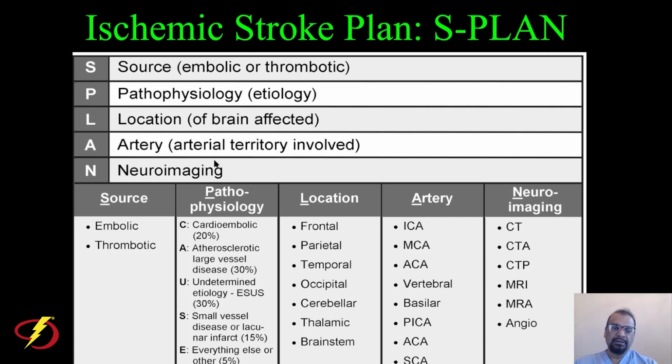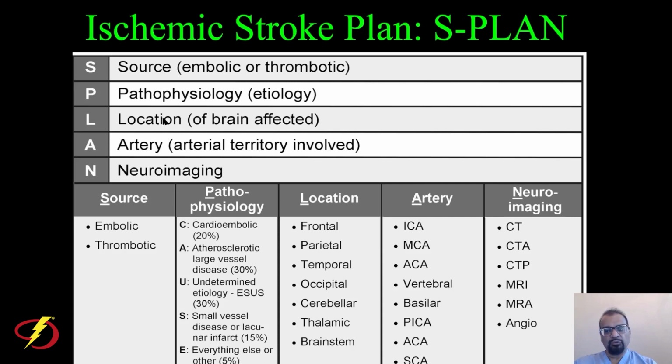So again, the S stands for source. Is it embolic or thrombotic? The P stands for pathophysiology or etiology. Is it cardioembolic? Is it atherosclerotic? Does it have undetermined etiology, ESUS? Is it small vessel disease, or is it everything else? Remember, in everything else, infectious endocarditis and aortic dissections are contraindications for TPA.